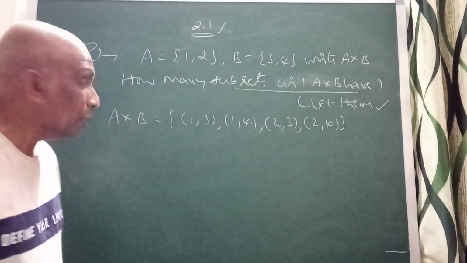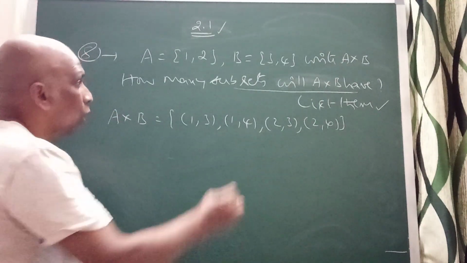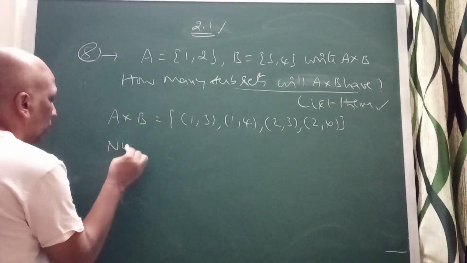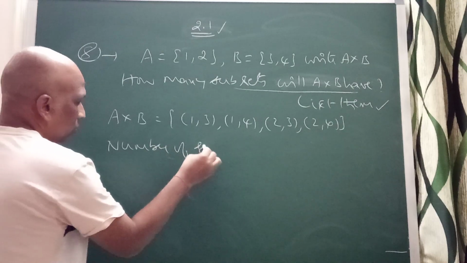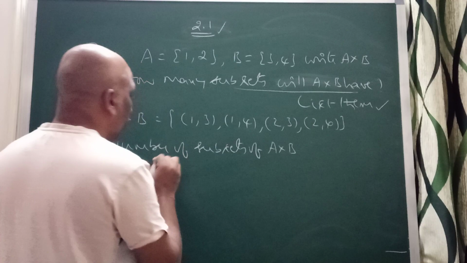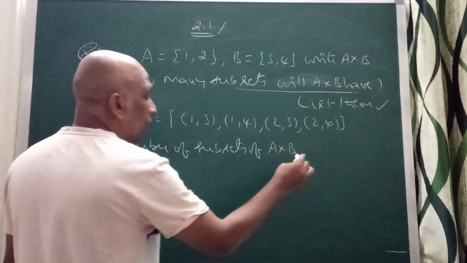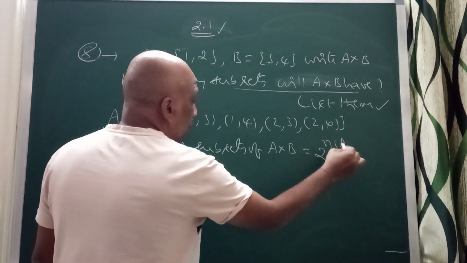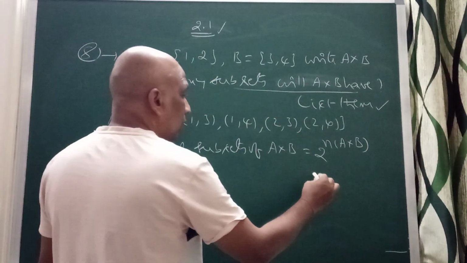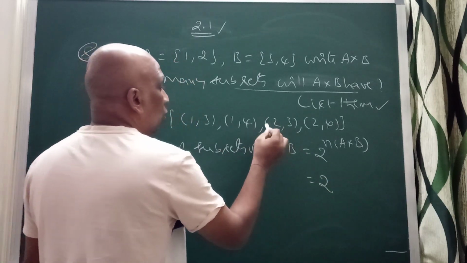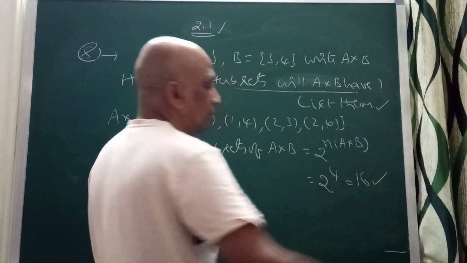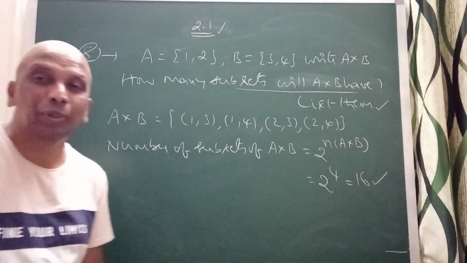So I can write the power set of this. So how many subsets will A cross B have? Number of subsets of A cross B, I can discuss that. Number of subsets of A cross B is equal to 2 power n of A cross B. This is A cross B, right? We know that here, how many elements? Total we have 4 elements, 2 into 2, 2 power 4. We will get 16.